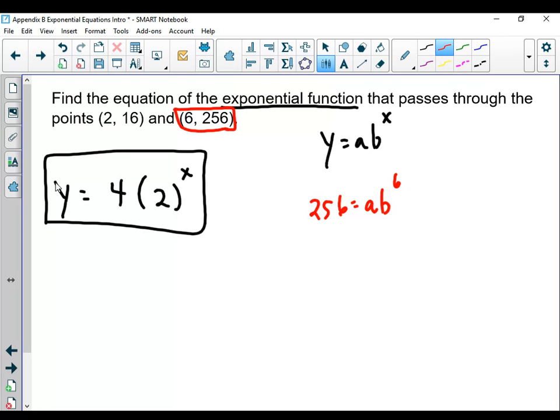Then I'm going to take the second point and do the same thing. So I'm going to plug in the y of 16. I'm going to plug in the x of 2. So now I have a system of equations.